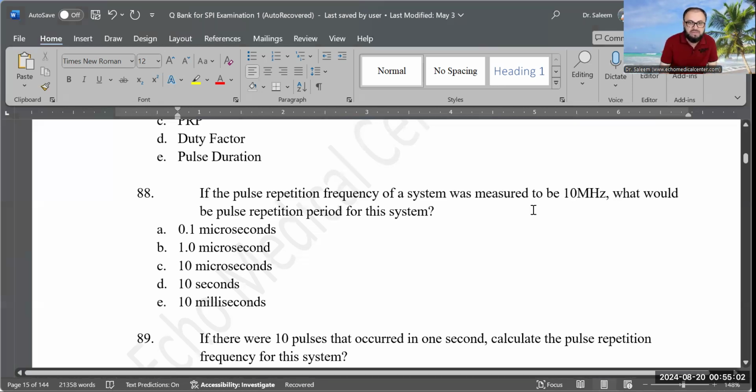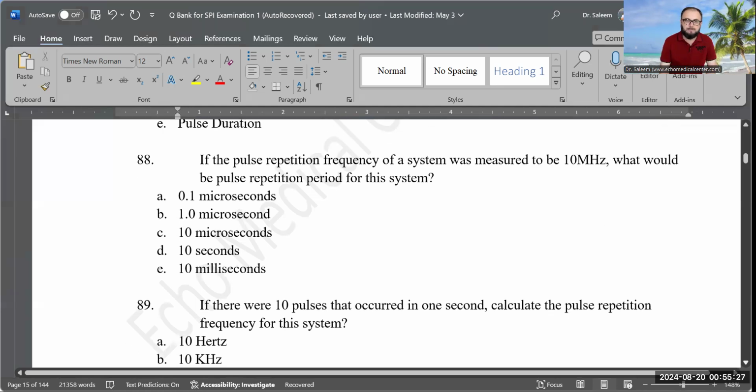Here we have the PRF, and that is 10 megahertz, sorry. So now 1 over 10 will become 0.1, and because it's a megahertz, for the time PRP, the period is a time, the unit will be the microsecond. So that is the correct answer. Now, let's do the next question.